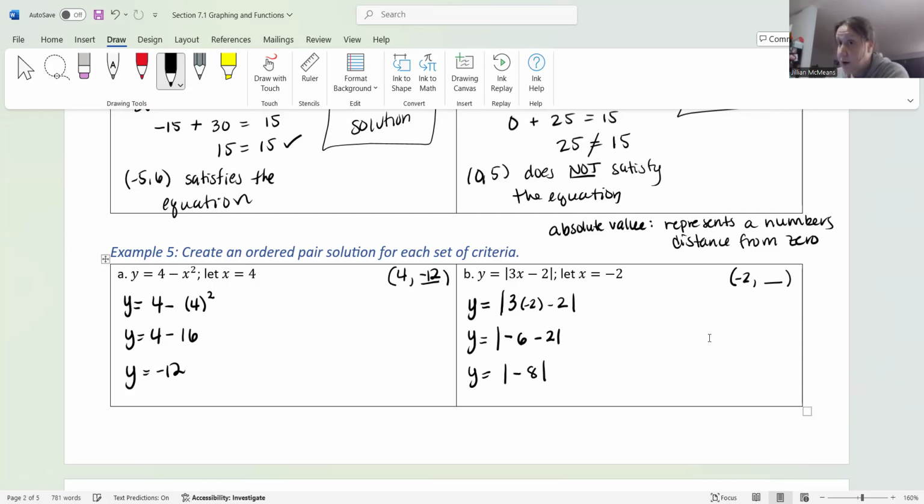And then we want to evaluate. What is the absolute value of negative 8? Well, negative 8 is 8 units from 0. So we would just say 8. So we now have the ordered pair negative 2 comma 8. So let's do the same thing. Even though this is taking a little bit of time, I want you to really understand what's happening. Let's go back to Desmos. We're going to graph our equation, and then we're going to make sure the point negative 2, 8 is on the graph. Okay?